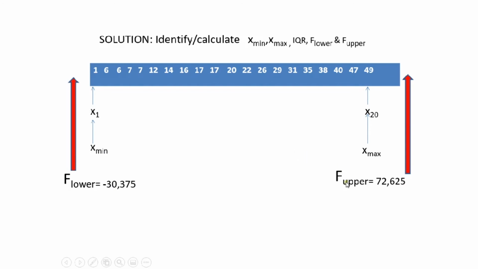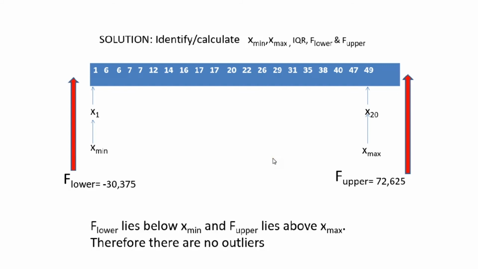On the other hand, our upper fence is 72,625. Again, it is way, way above the maximum value. Therefore, the lower and the upper fence are not found within the given data set. Therefore, in this data, we will not have any outliers, because the fences that we have determined here fall way below and way above the range of the data that we have.